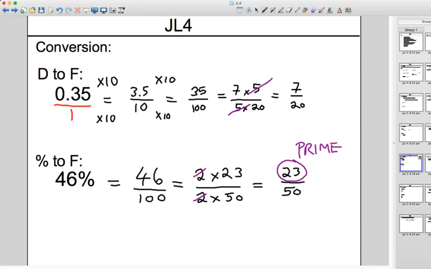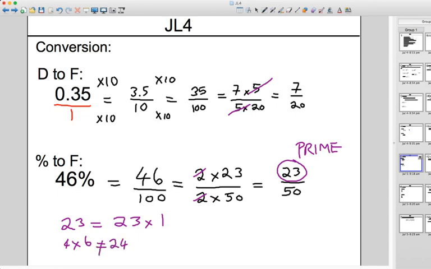Prime numbers do not cancel down. Why? Because the only factors that go into them are themselves and 1. So for instance, 23 is 23 times 1. You cannot construct that 23 in any other way. I can't say 4 times 6 is 23. That is not true.